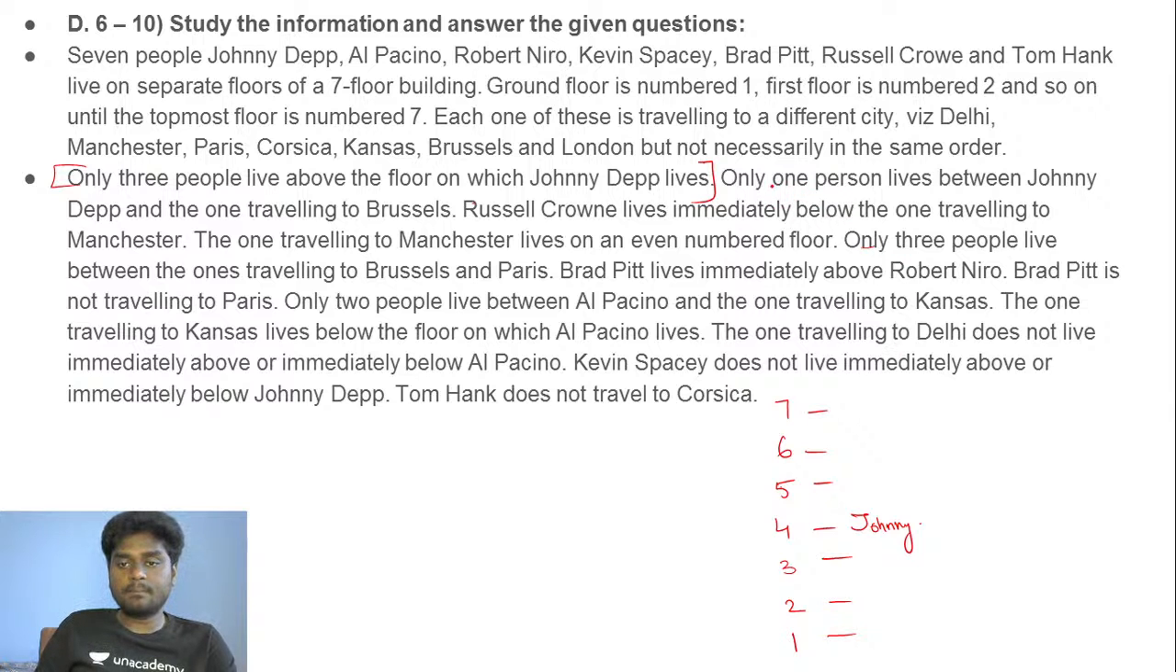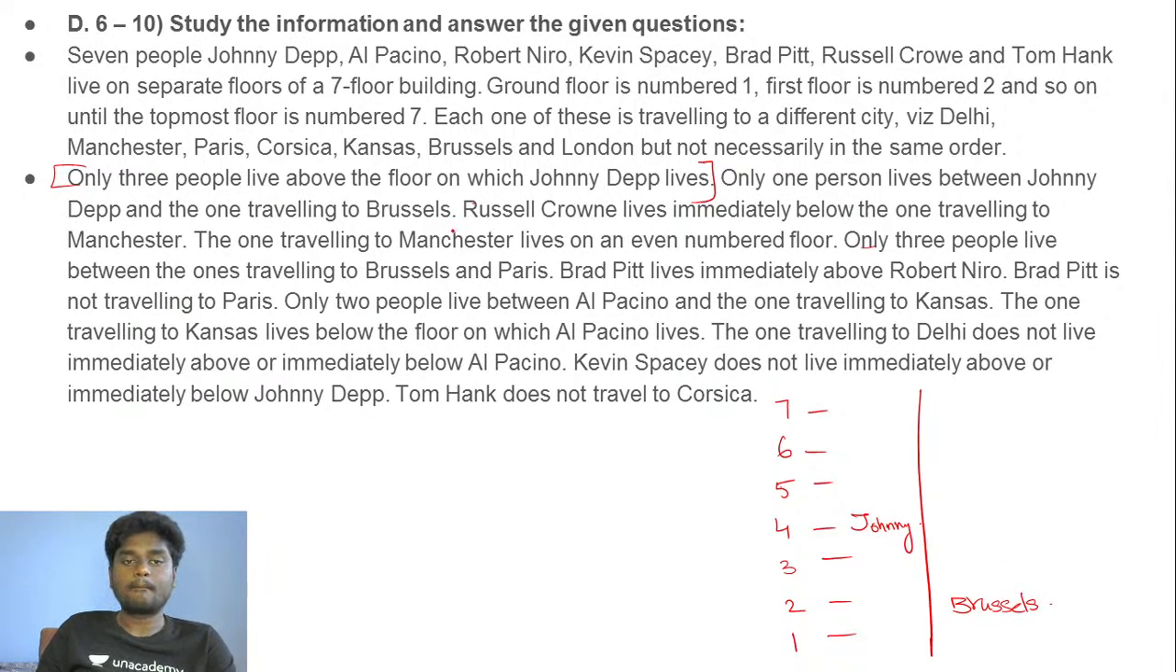Okay. And the next thing, only one person lives between Johnny and the one traveling to Brussels. So listen carefully. Here you will be having trials. So what I simply do, let me take the person who's traveling to Brussels on the 2nd floor. First, let me put it down. If it doesn't work, then I'll go for the top, I'll put it on the 6th. If it works, well and good.